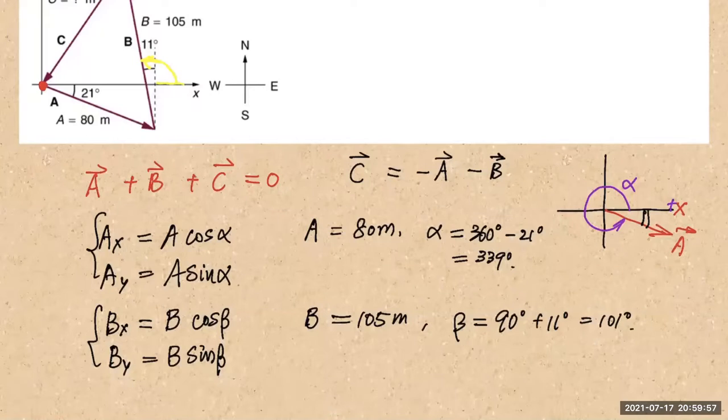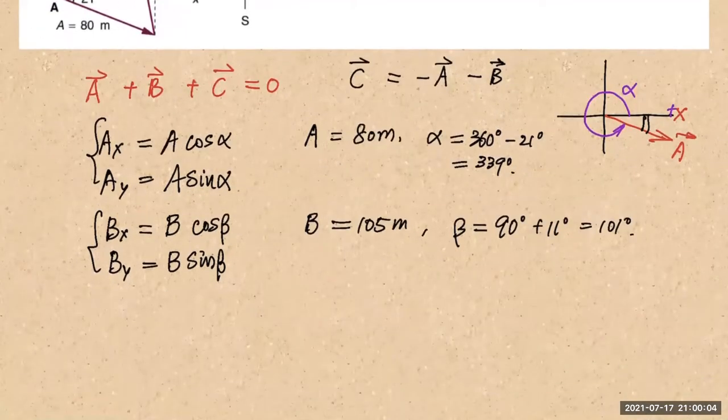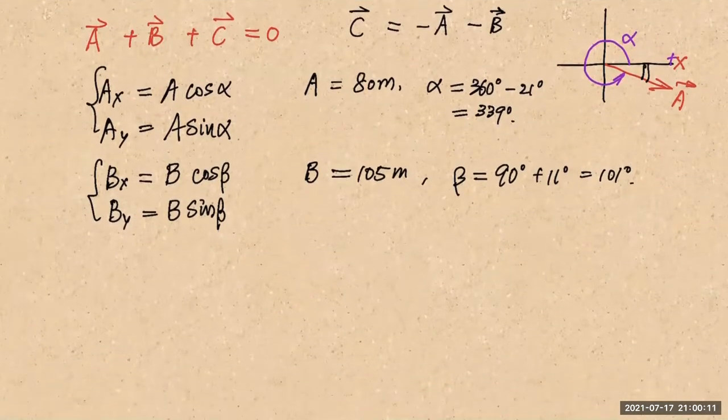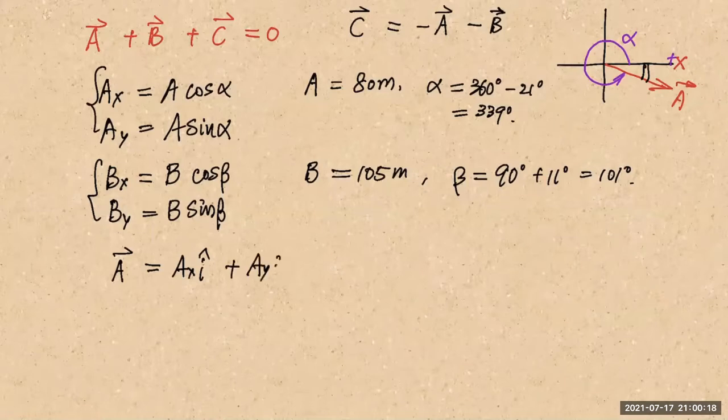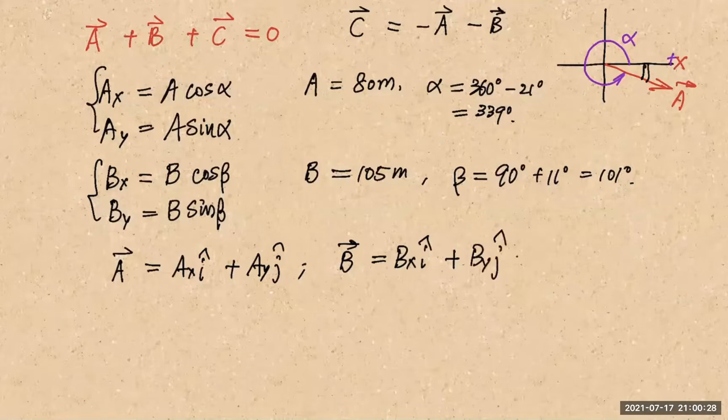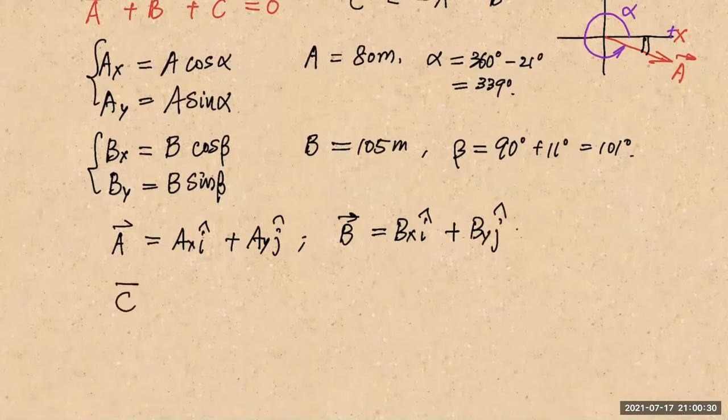Okay, you can plug in the magnitudes of A and B and the magnitudes of alpha and beta. You can find AX, AY, BX, BY. All right, it's easy to do. Now, how do we write vector A then? Vector A would be AXi plus AYj. And similarly, vector B would be BXi plus BYj. And then as far as vector C is concerned, that's what we really want to know.